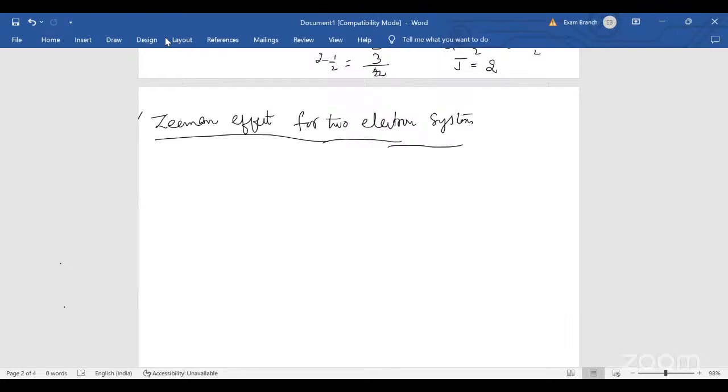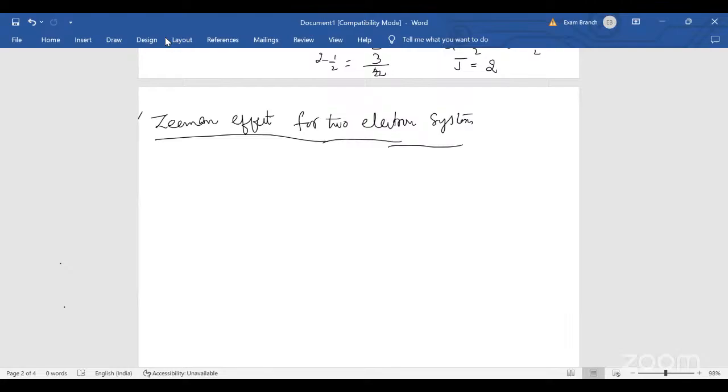The Zeeman effect in the case of the two electron system is more complex than in a single electron system. Why? Because there is interaction between the electrons, and there is also interaction between the electron and the magnetic field. That is the reason it is more complicated in the two electron system. So again, we have to calculate the angular momentum J.